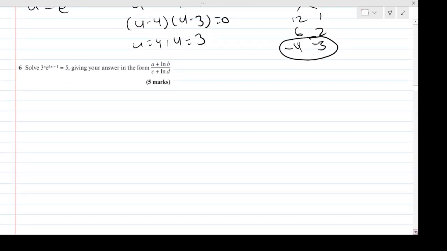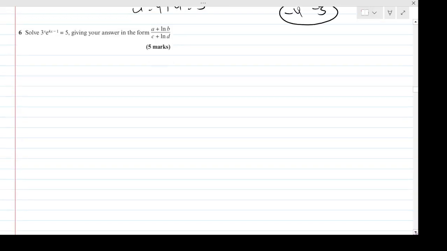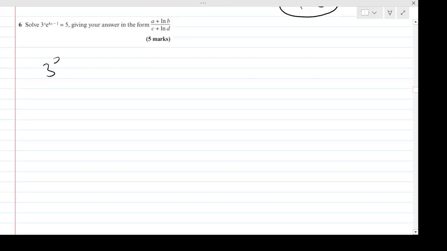Okay, now we need to solve this trickier question. So we need to solve 3 to the x times e to the 4x minus 1 equals 5 in this form here. Okay, so let's not worry about that just yet. It looks a bit ugly, but let's not worry about it. Let's just solve in the normal way. Well, if we just take logs firstly, ln of 3 to the x e to the 4x minus 1 is ln 5. Now, what are we going to do here?